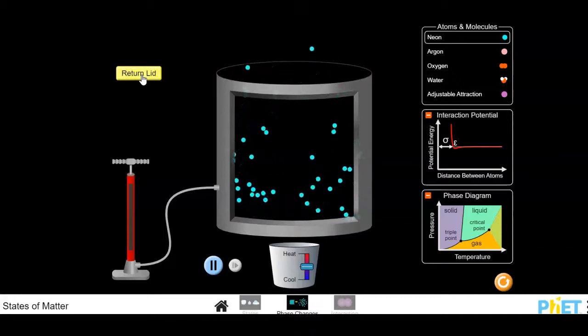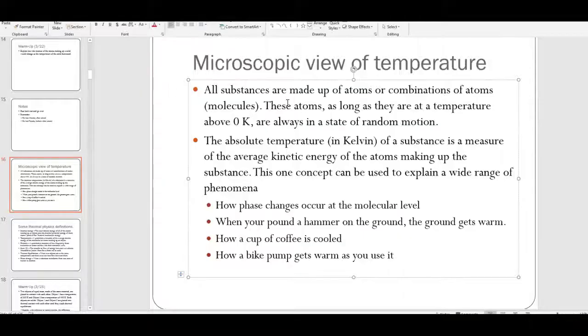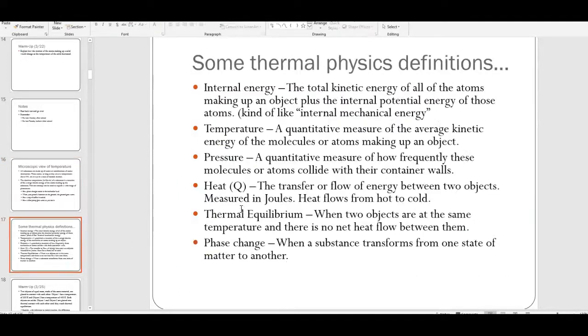So, just this basic understanding of everything that's on this slide helps you explain a wide range of phenomena. Okay, and I'm just going to leave you on this slide here so you can add these definitions to your notes, and we'll start up here in the next video with these definitions.